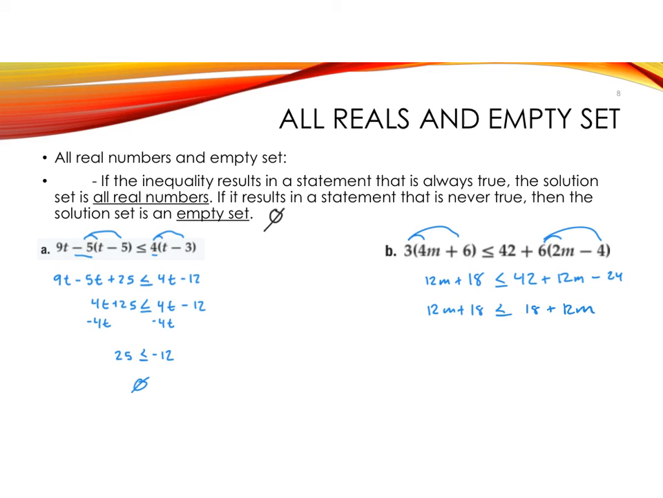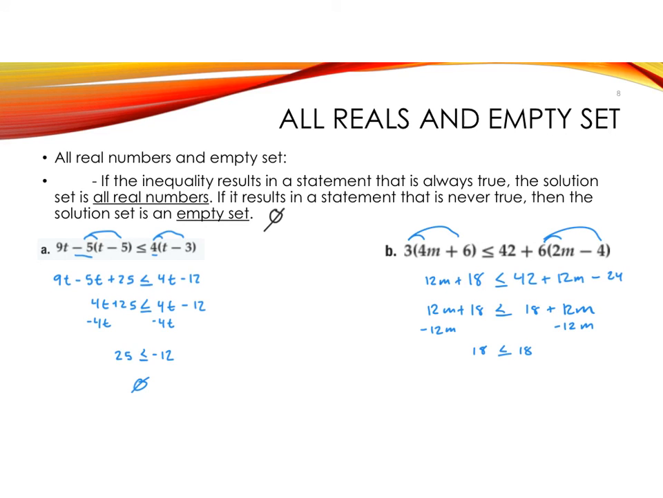And you can probably see where this is going from here. We have the same exact thing on both sides of our equation. But I'll solve it out so you can see what happens. So subtract 12m from both sides. And I have 18 is less than or equal to 18.